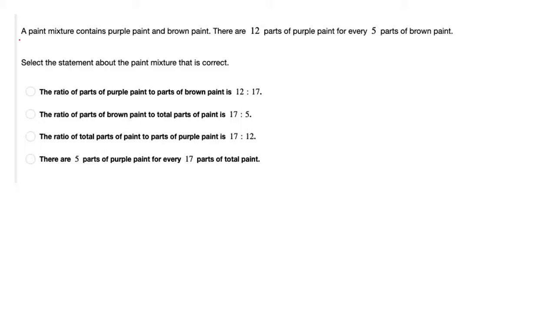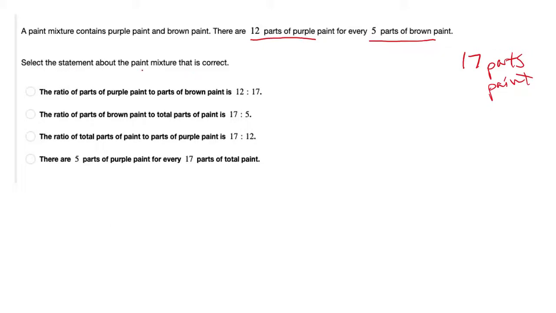Okay, so a paint mixture contains purple paint and brown paint. There are 12 parts of purple paint for every 5 parts of brown paint. So we've got 2 parts. It's purple and brown mixed together. So there's 12 parts of purple, 5 parts of brown, which means altogether 12 plus 5, there would be 17 parts of paint in all.